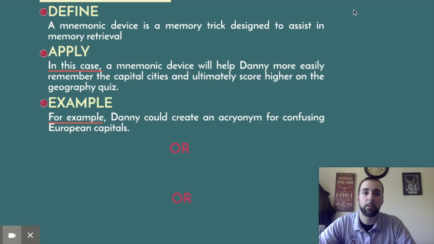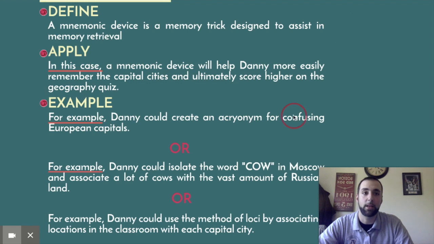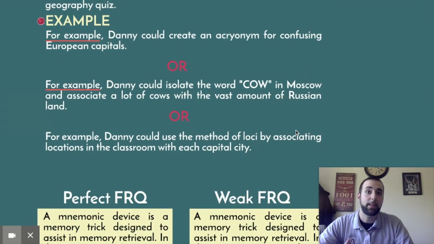And just to really solidify your example, you've provided a specific, clear example. Danny could create an acronym for confusing European countries. There are also some other examples that I think are satisfactory. Danny could isolate the word cow in Moscow and associate a lot of cows with a vast amount of Russian land. I actually had a student who did that a few years ago on the 2016 FRQ. Isolating the word cow in a term like Moscow is another example of a mnemonic. It's any type of memory trick that's going to assist you in memorizing information.